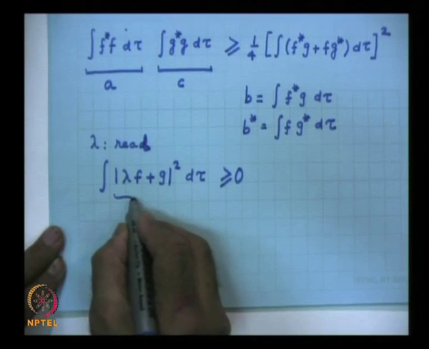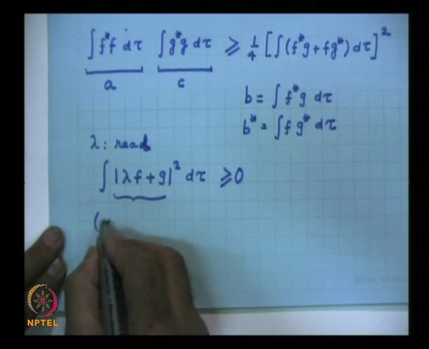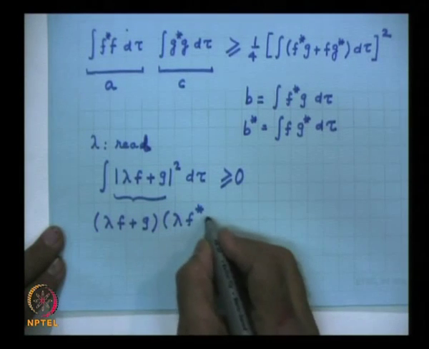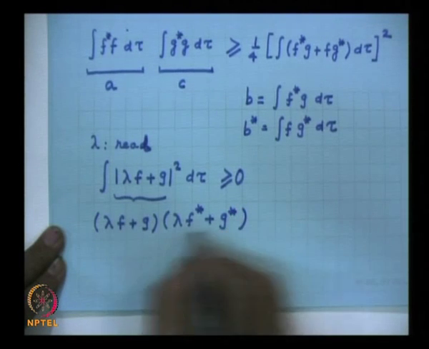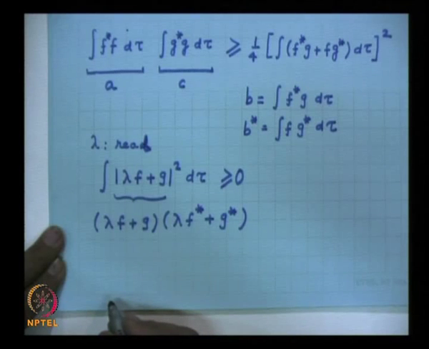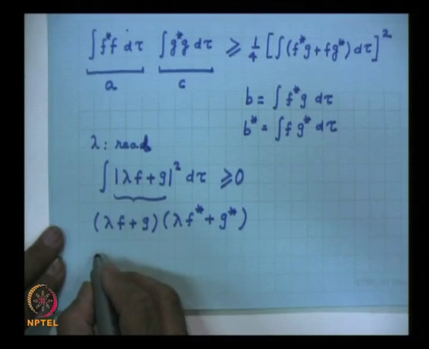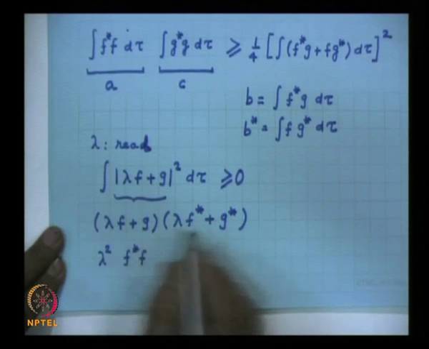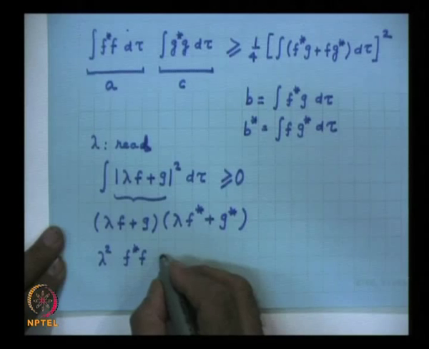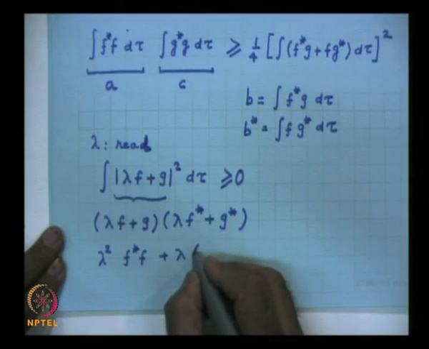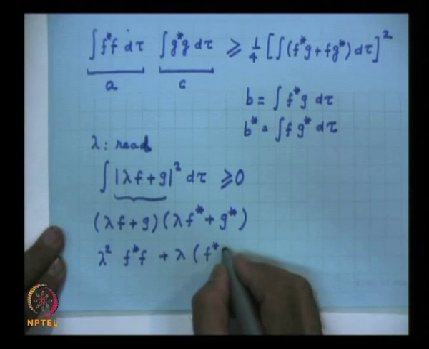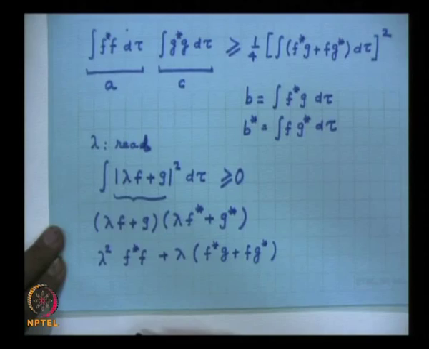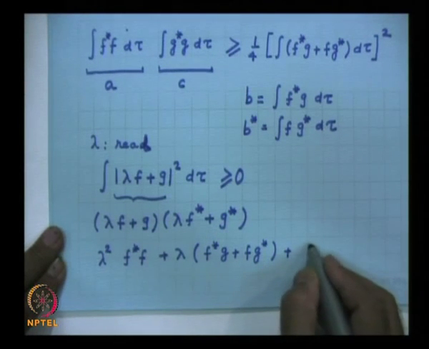So, let me write down the integrand. That is equal to lambda f plus g multiplied by lambda f star plus g star, because lambda is itself a real quantity. So, I multiply this out. So, I get lambda square f star f, plus lambda times f star g plus f g star, plus g star g.